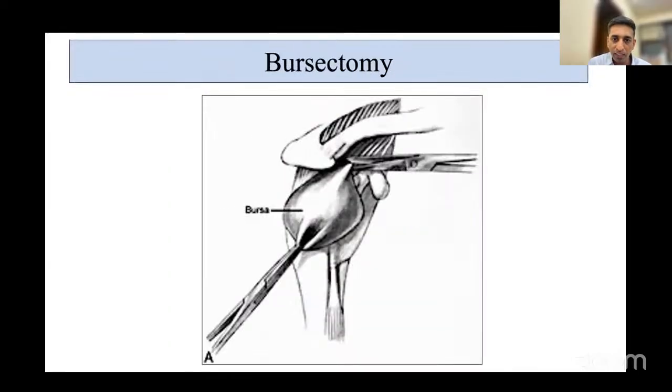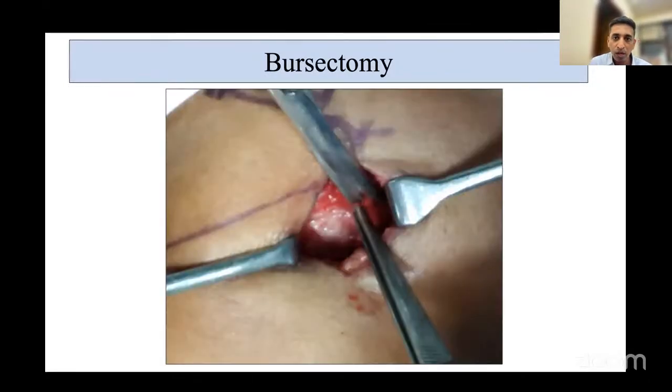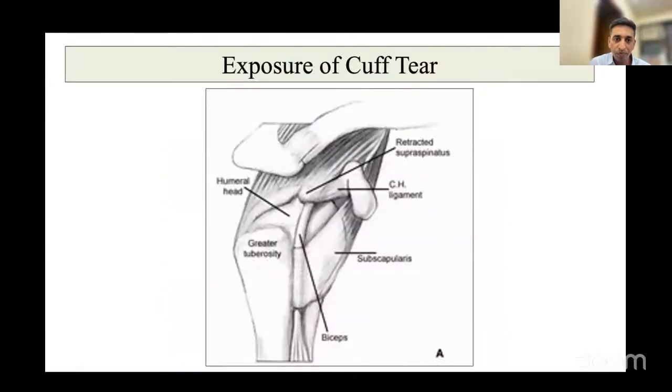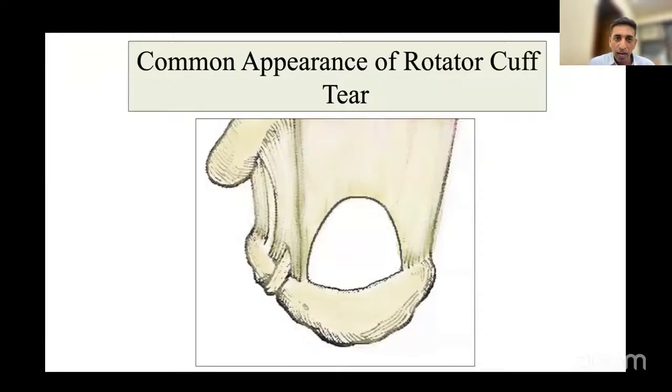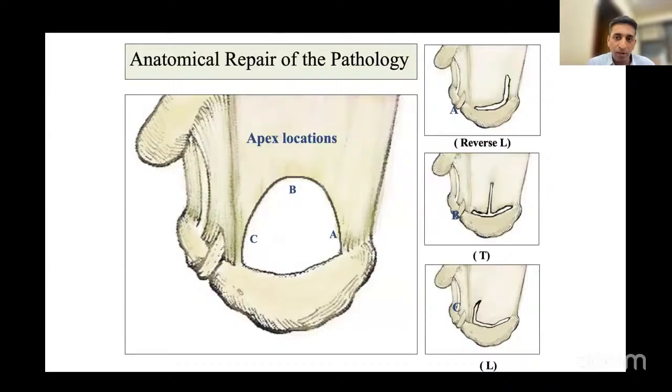Then we can do a bursectomy, removing the bursa, or we can just split the bursa and swipe it anteriorly and posteriorly and preserve the bursa in that case. So this is the bursectomy. After that, we expose the cuff. That is pretty straightforward, and we can identify the appearance of that cuff. Is it a reverse L shape, or T shape, or an L-shaped tear?